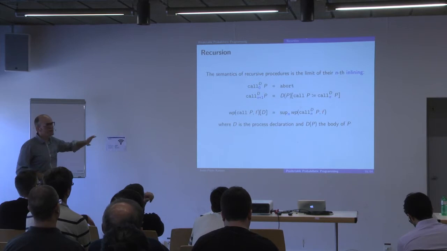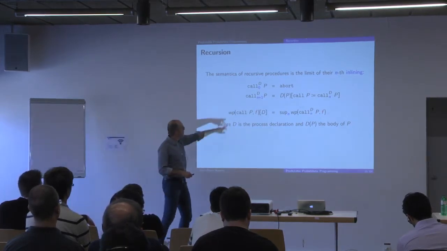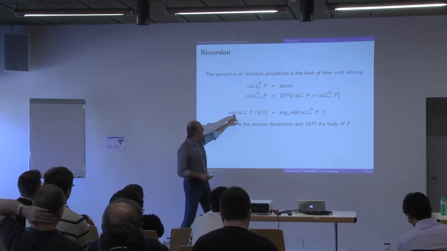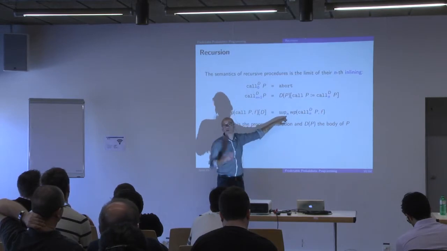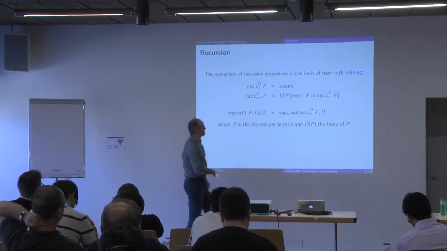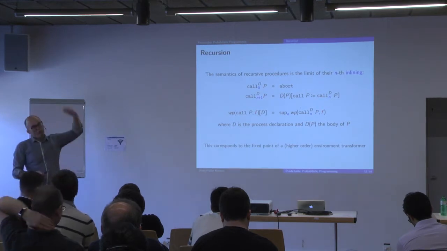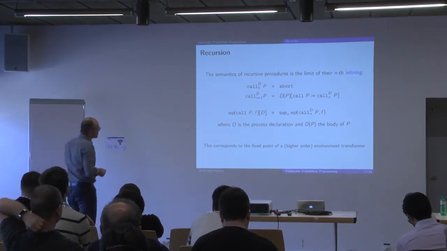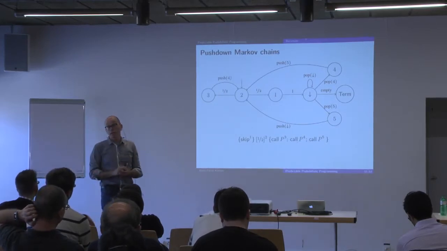Good, you can give a semantics, I'm going to skip the details. It's basically the limit of the inlining, and then you can define the WP of a recursive call with respect to a post expectation as some suprema of these approximations. Okay, and this corresponds to a fixed point, but now at one level higher, at the environment transformation. So this is an operational view. It's a push-down Markov chain.